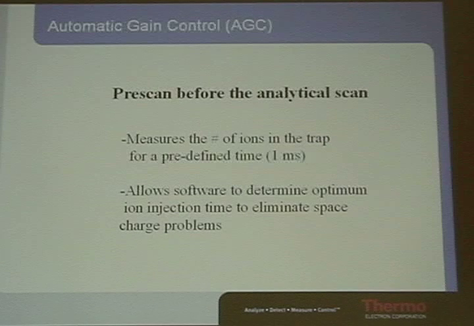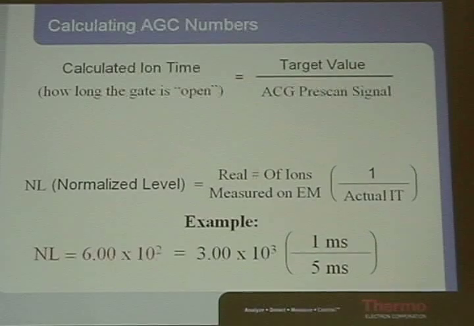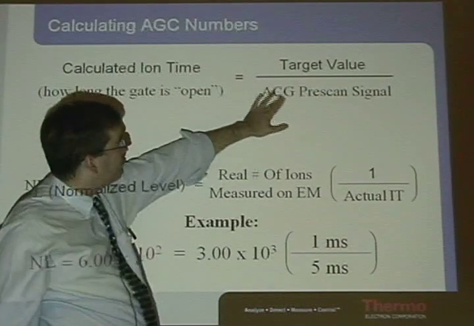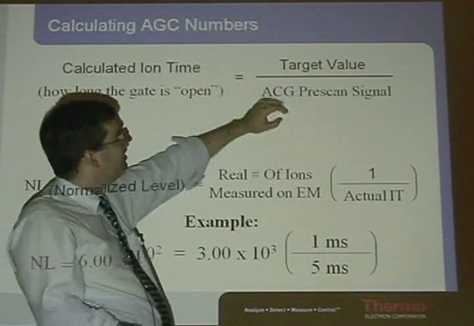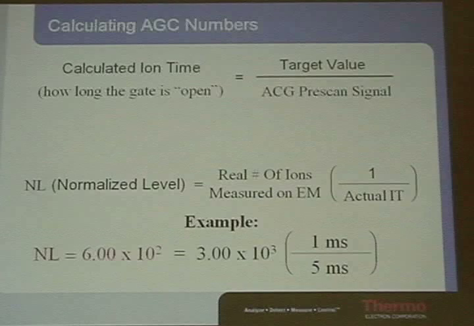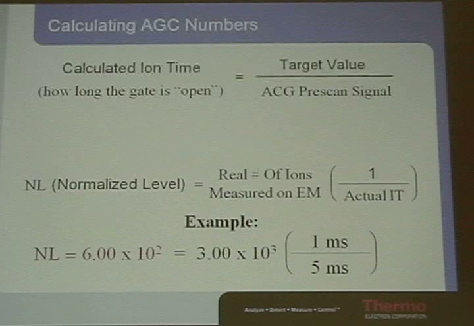We close it. We dump the ions out at extremely high speed with no resolution or mass accuracy, and we count the number of ions. I take that pre-scan signal, the AGC, and I ratio that to the number of ions you asked me to put into the trap. That's your AGC target value, and I determine a new ion injection time.